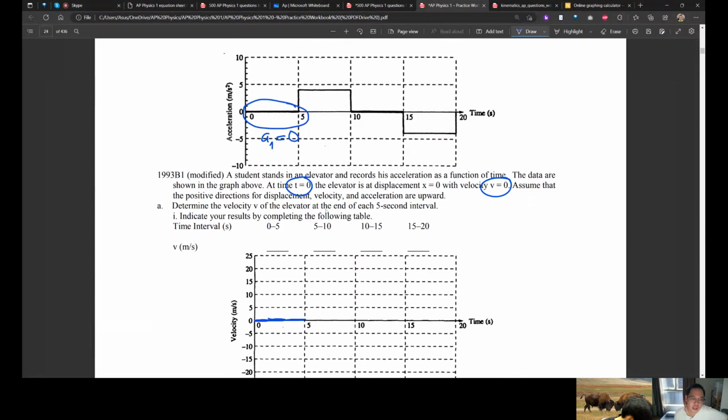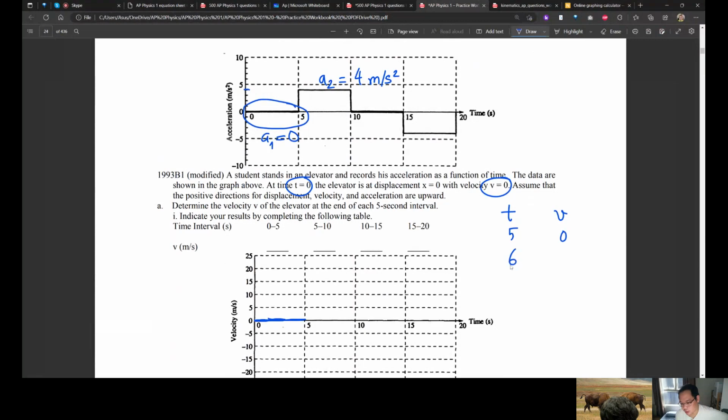Okay. Then the acceleration increases instantly to 4 meters per second squared. This new acceleration is 4 meters per second squared. It means that the velocity increases by 4 meters per second each second. From 5 seconds to 6 seconds, this is the time. From 5 seconds, the velocity is zero.